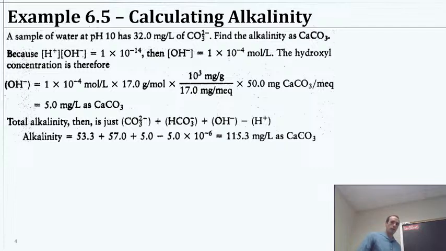All told, we have the 53 plus the 57 plus the 5, and since our pH is so high, we have such a little amount of H plus, a very, very tiny fraction, basically 0 if we're rounding to 1 decimal place. So at the end of the day, our alkalinity here is 115.3 milligrams per liter as CaCO3.